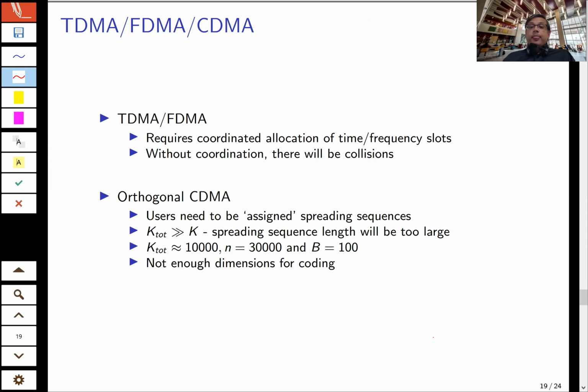Now, what about orthogonal CDMA? Well, in CDMA, typically spreading sequences are assigned to users in a way that they are orthogonal to each other. And somebody has to do this spreading sequence assignment, right? And notice that in our case, we are interested in the total number of users being really large. So for example, if you have, let's say, 25 users active, but you have 10,000 total users, and you want to make sure that you can assign a fixed spreading sequence to each person in the network, then you have to use a spreading sequence length of 10,000, because you need a set of 10,000 sequences that are all orthogonal to each other. Now, if you do that, then you don't get enough dimensions for your coding. So in this case, you get only 3 bits for your coding, but you have 100 bits to transmit. So clearly, this is not going to work.